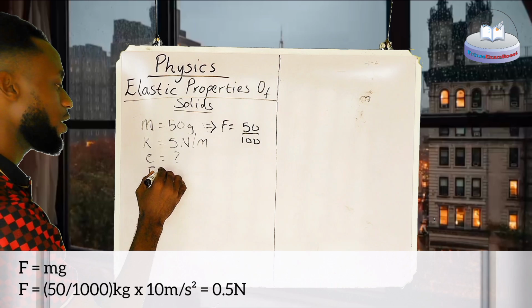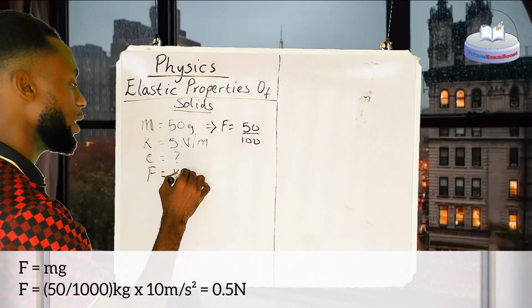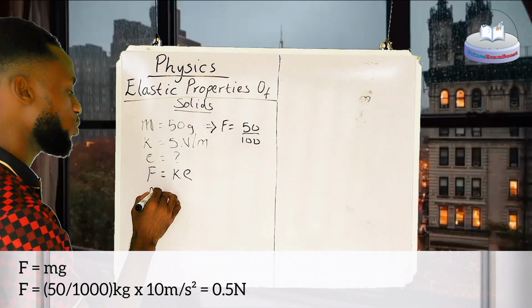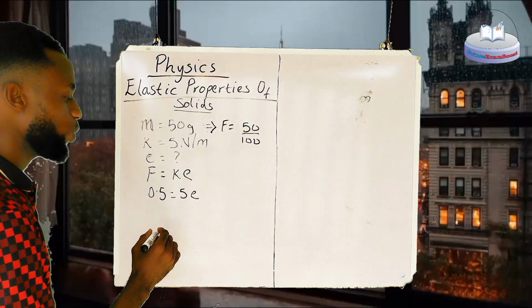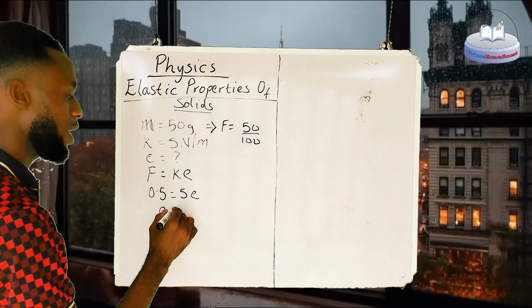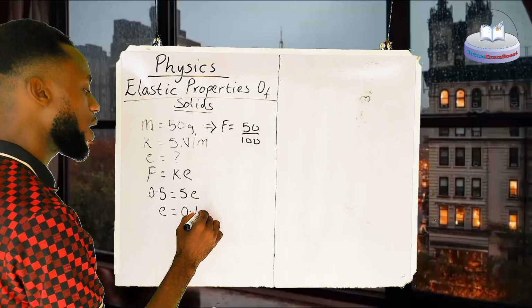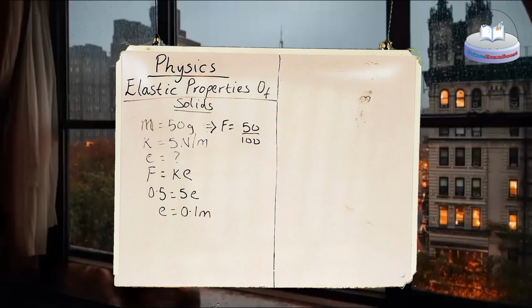Since the formula says F is equal to KE, change this force into 0.5. This will be equal to 5 times E. Dividing both sides by 5, the extension is 0.1 meters. Very easy, very easy. Now let's look at the second example.